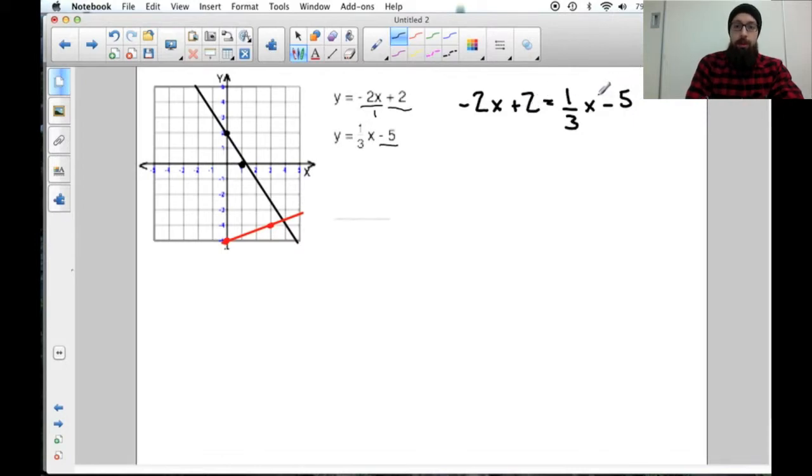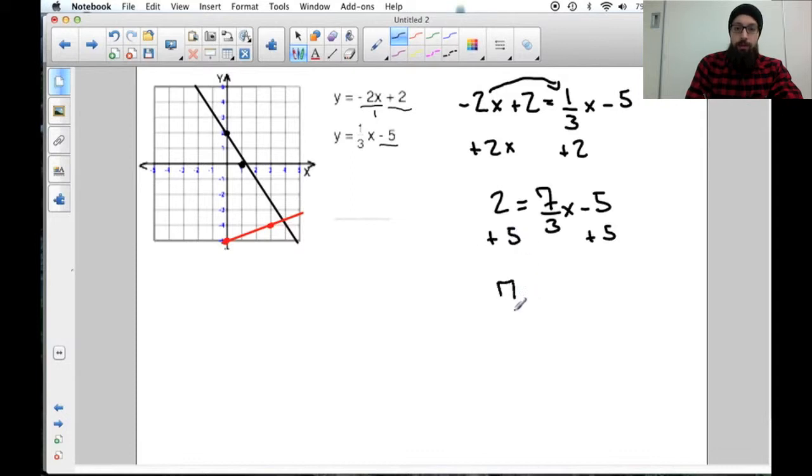We've talked about this before. I need to bring my x over to the other side, so I add 2x on both sides. Now I have 2 equals 2 and 1/3 x, which is the same thing as 7/3x, minus 5. I want to bring my negative 5 over to the other side, so I add 5. And I have 7 is equal to 7/3 x.